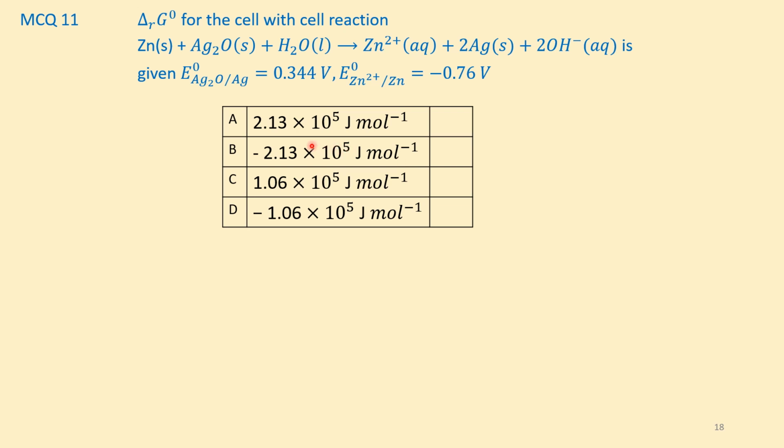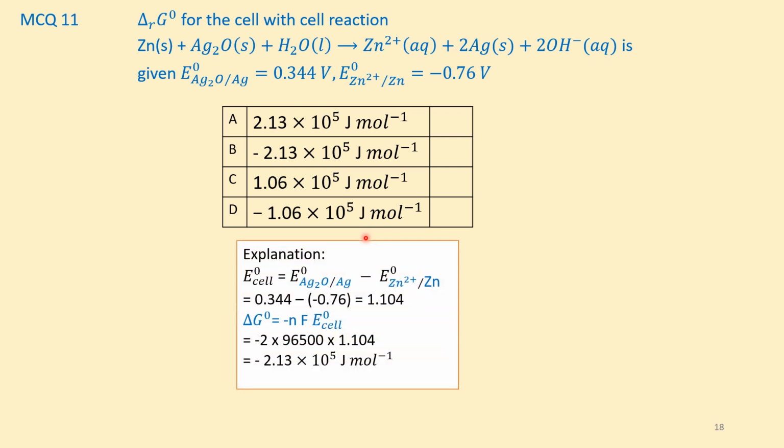Four options are given. A, 2.13 into 10 to the power of 5 joules per mole. Option B, minus 2.13 into 10 to the power of 5 joules per mole. Option C, 1.06 into 10 to the power of 5 joules per mole. And option D, minus 1.06 into 10 to the power of 5 joules per mole. So we have to work out some numerical analysis and give the answer.